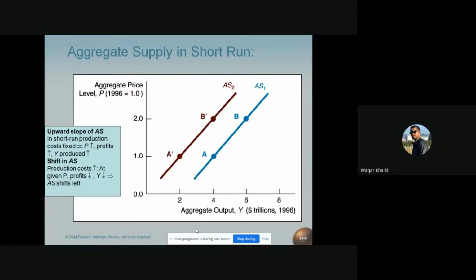Aggregate supply. As you know, the key characteristic of aggregate supply is that as the price level increases, the quantity of output supplied increases in the short run. It means that there is a positive relationship between quantity of output supplied and the price level. If the relationship is positive, we get an upward sloping curve, which is known as the aggregate supply curve.